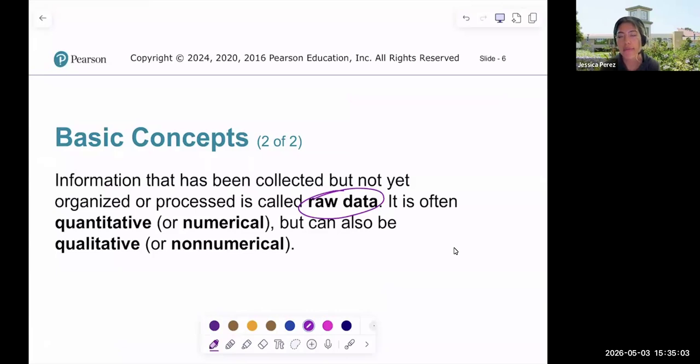For example, if I want to know the height of the students in the class, it's going to be numerical data. Whereas if I'm looking for what's your favorite food, that's going to be qualitative, non-numerical data. So it depends again on what I am collecting from you.